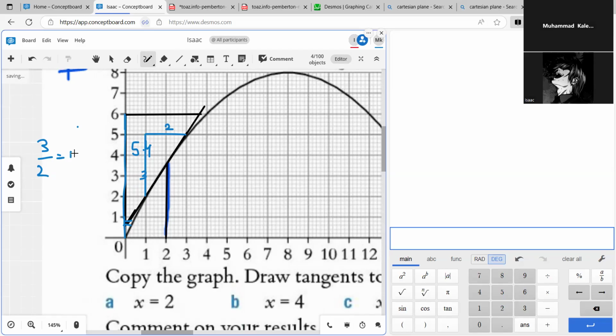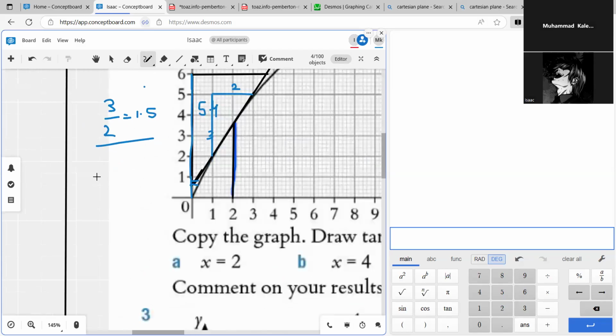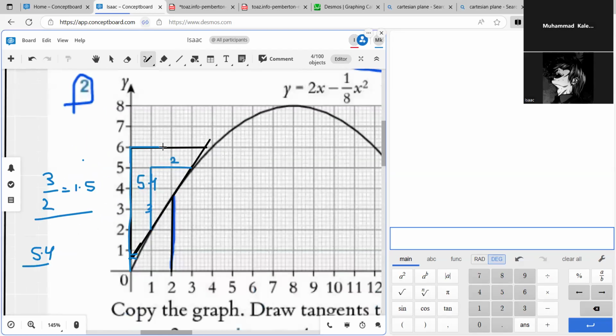So 1.5 is our gradient here. If I'm calculating with this one, you will get the approximate answer for this one as well. 5.4 over, for this triangle, what's the horizontal distance? Make sure that you are always making a triangle. Mostly students don't do it like this. Make a triangle at that point. That point must be in that triangle, on the hypotenuse, on the tangent. On the tangent, you have to make a triangle like this, and you can make it anywhere. So 5.4 is the vertical distance.